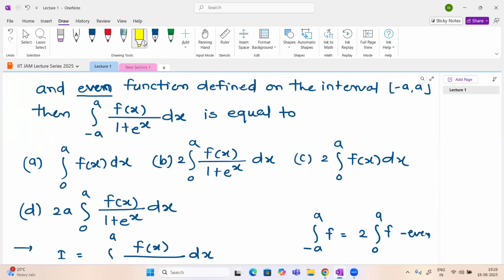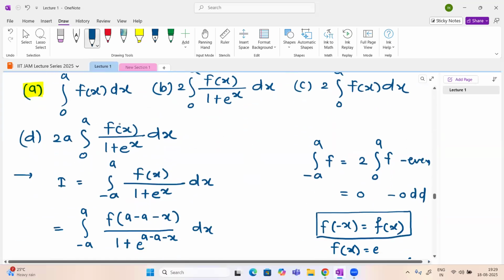Which one is the correct option? Option A, na? A is the correct option. You're right. Okay, let's move further.